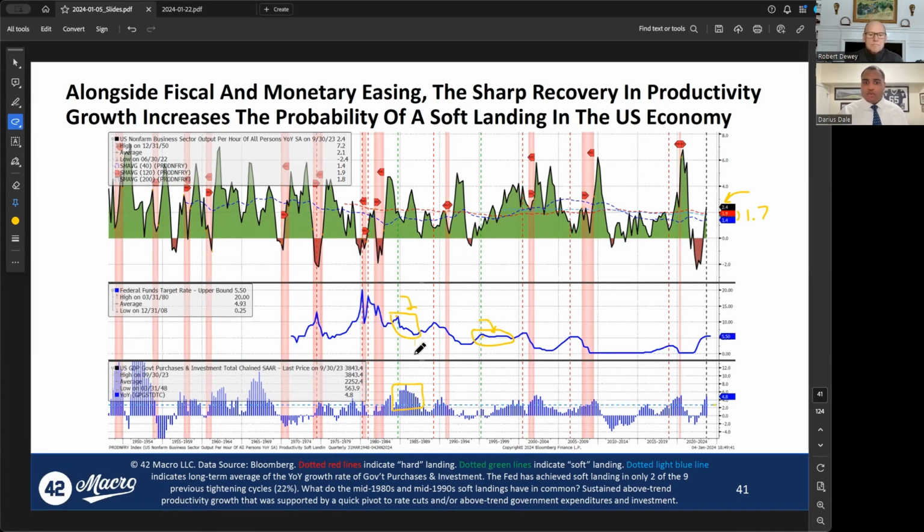Back in the mid 80s when we had the soft landing, we had the Fed cutting rates and we had way above trend fiscal spending, the growth rate of fiscal spending. Back in the mid 90s, we didn't have the fiscal spending support, but we had a massive productivity boom that, in our opinion, was in part driven by the capitalization associated with the internet.